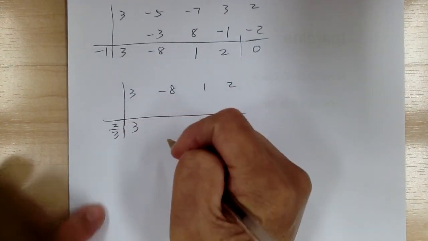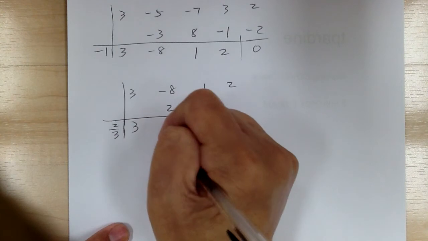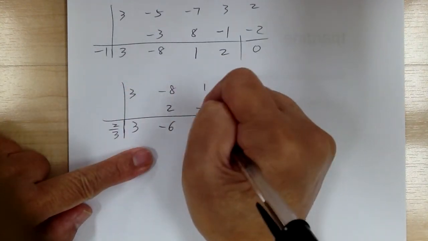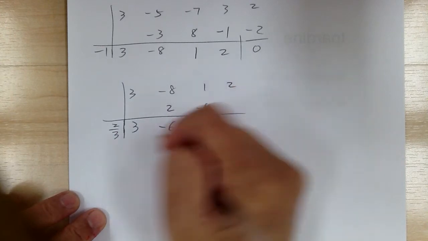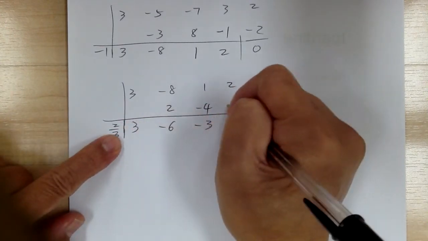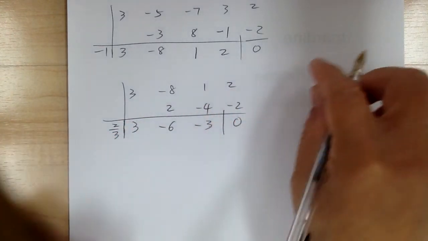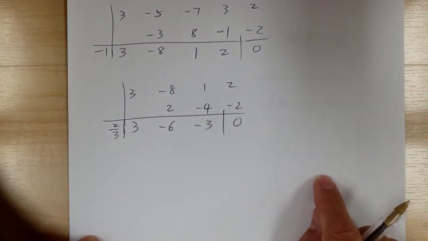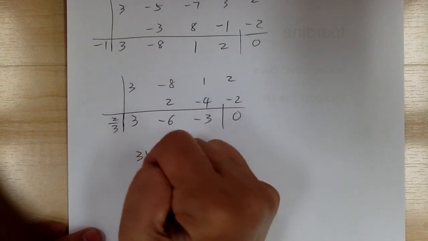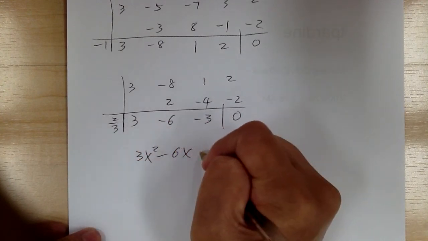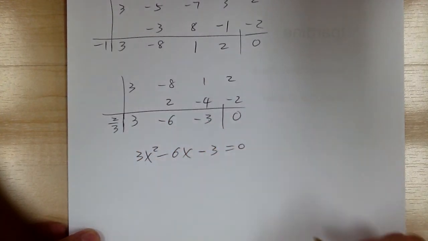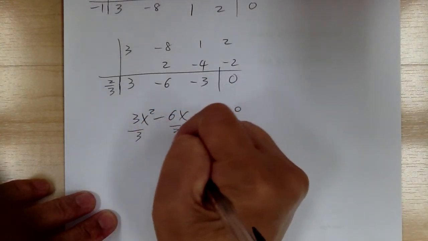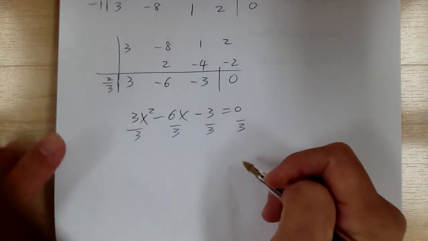So you drop, multiply, you add, multiply, so negative 2 times 2 gives you negative 4. You add, multiply, so 3 will cancel, so that gives you negative 2, you add. Again, because these are roots, your division always has to have a remainder of 0. Okay, so from here you're going to get 3x^2 - 6x - 3 = 0. You can divide it by 3 to lower your numbers so it's easier to solve.